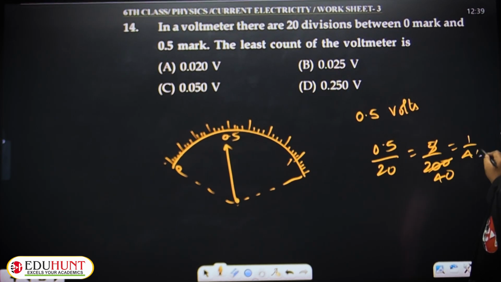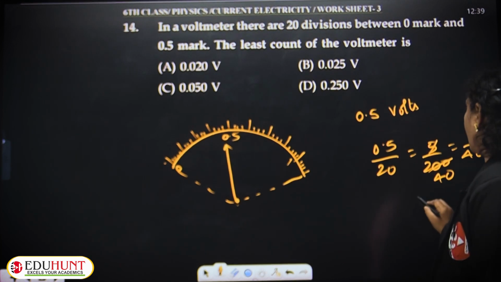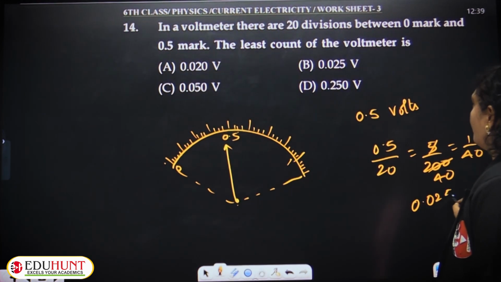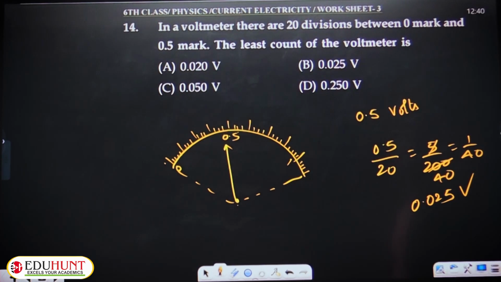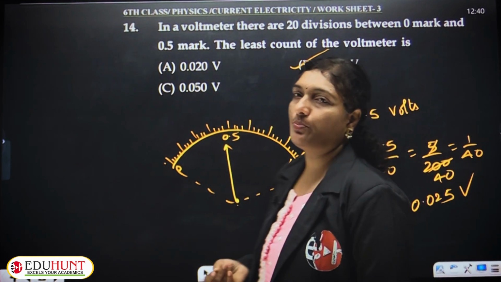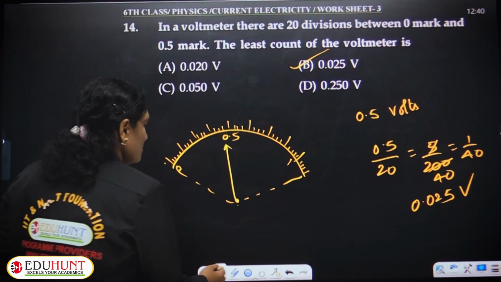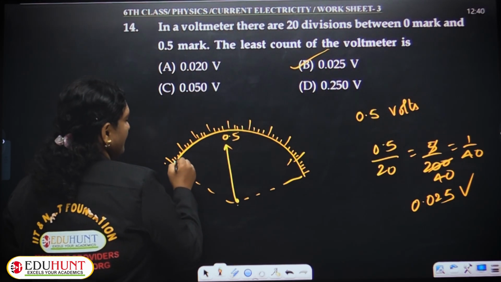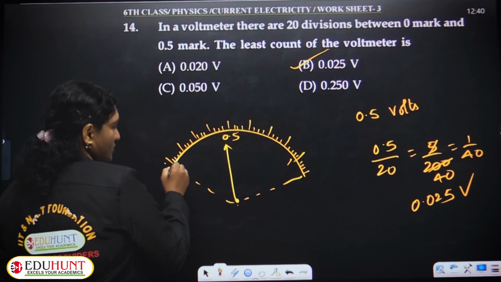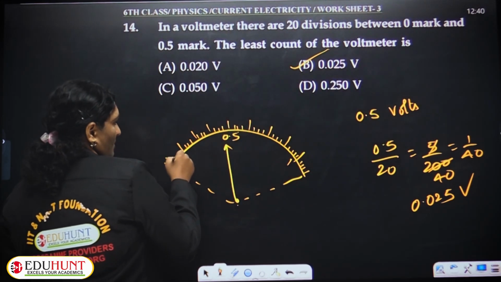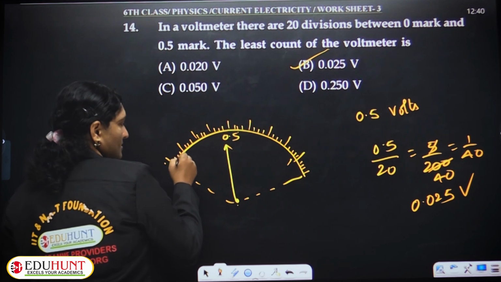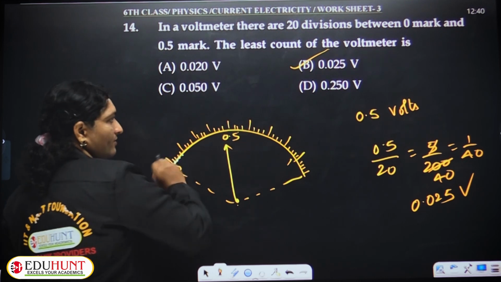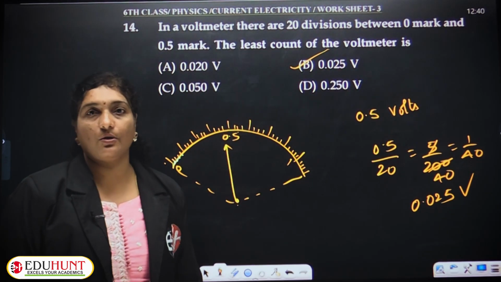So 1 by 40. 1 by 40 can also be written as 0.025, isn't it? So what is the least count? The least count of the voltmeter is 0.025. That means from here to here it is 0.025. From here to here it is again 0.025, 0.05, 0.075, 0.1, like that it will be going until 0.5.